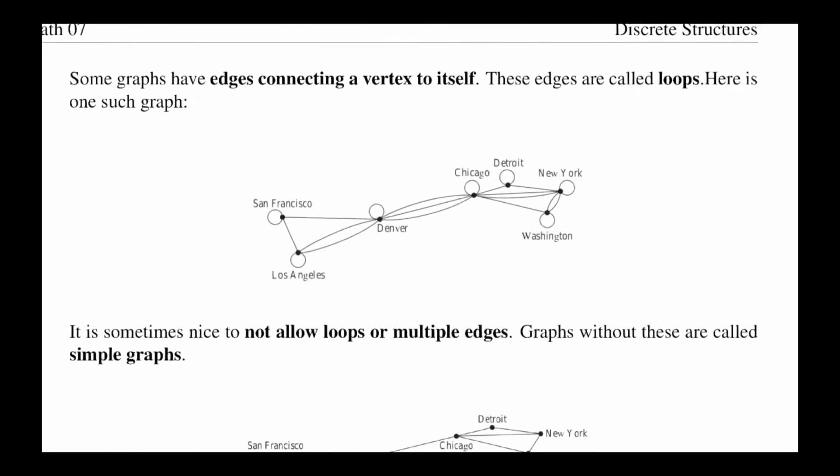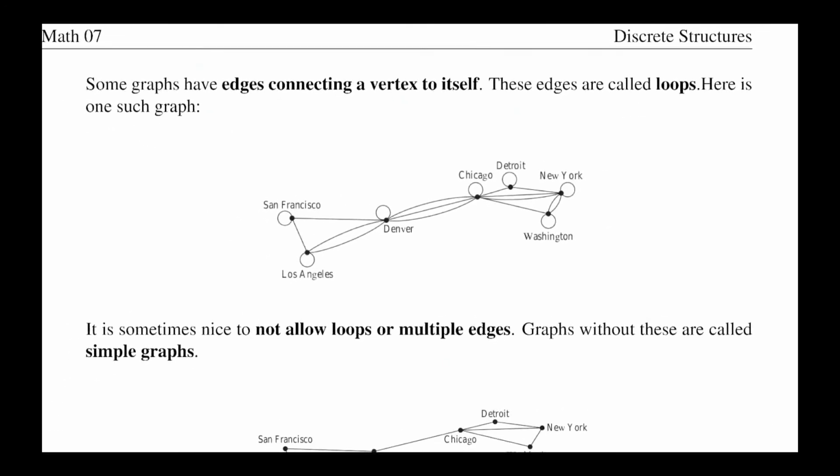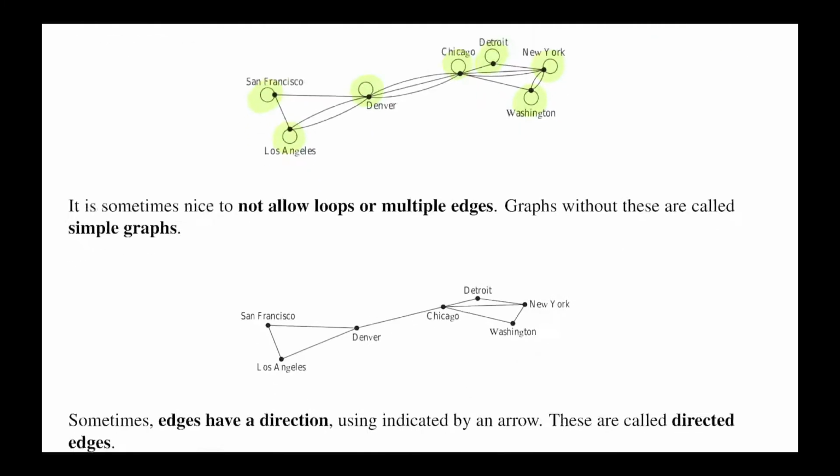So now we're talking about what we already talked about, which is loops. And loops are obvious what they are. That's when you have an edge connecting a vertex to itself. So here's a loop, here's a loop, and more loops. Pretty self-explanatory, what loops are.